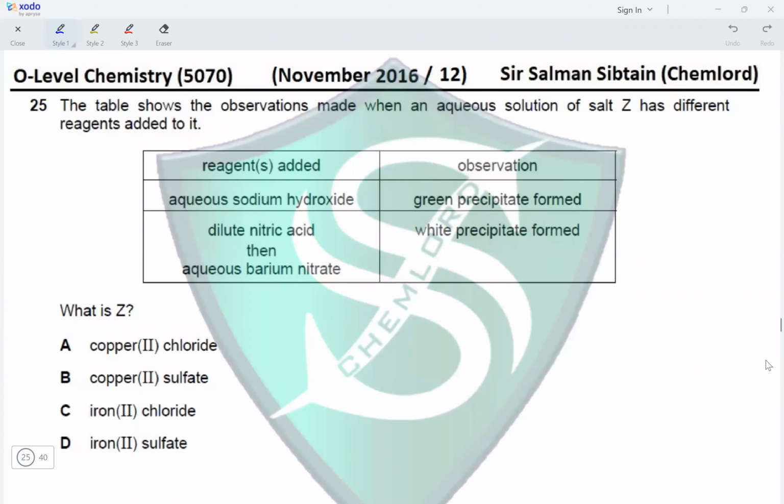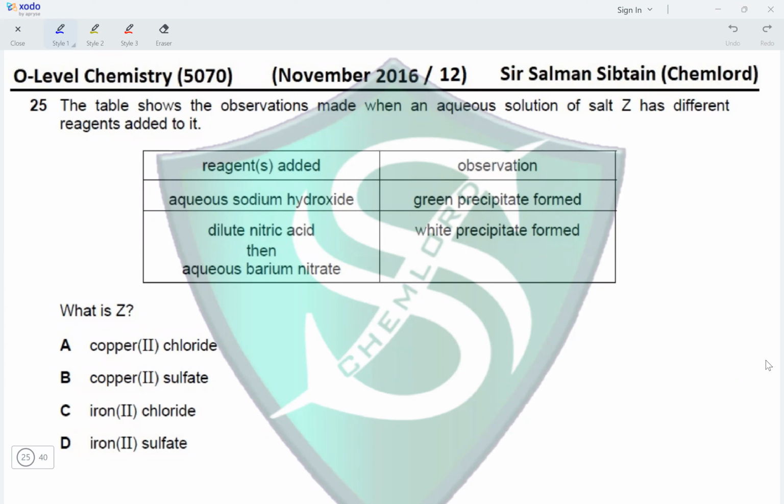Question 25. The table shows the observations made when an aqueous solution of salt Z has different reagents added to it. When aqueous sodium hydroxide is added, a green precipitate forms. When dilute nitric acid and then aqueous barium nitrate is added, then a white precipitate forms.